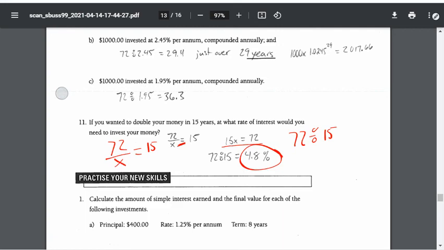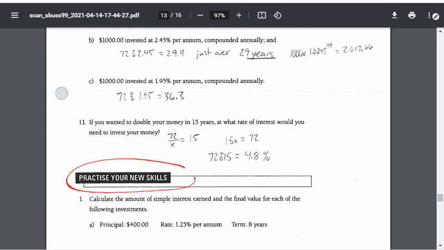Okay, that's really quick. Simple and compound interest. I might actually throw in another assignment on this, because I think it's super important for us to learn it, but at the same time, it takes a little bit to understand the difference between simple and compound. Hopefully that helps you be able to go through and practice your new skills. That's on your own, okay?